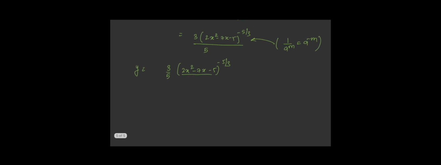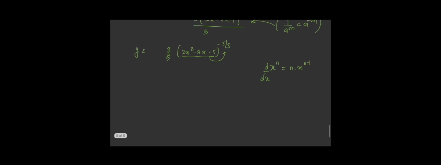We have an inside function, and then this function is enclosed in another power function. So we know the differentiation of a power function. What is the differentiation of a power function? That is nothing but the differentiation of x raised to n, which is n times x raised to n minus 1. So let's start differentiating this function. On the left hand side we'll have y dash, and on the right hand side, since 3 by 5 is constant, it will remain as it is, and we just need to differentiate 2x square minus 7x minus 5 raised to minus 5 by 3.